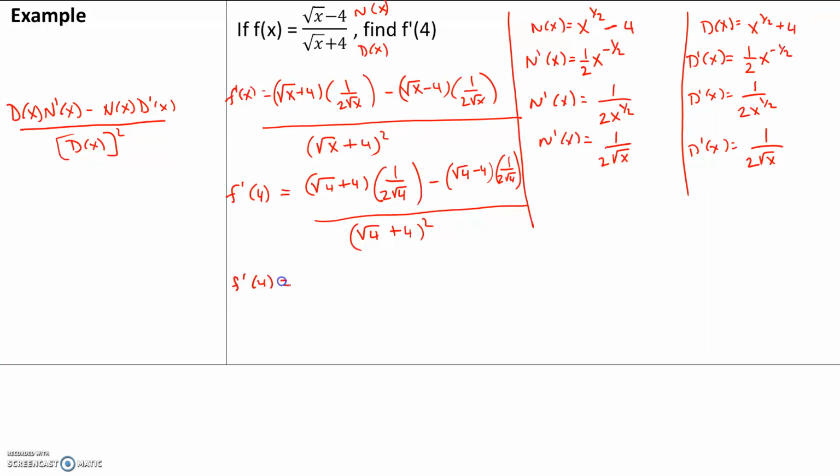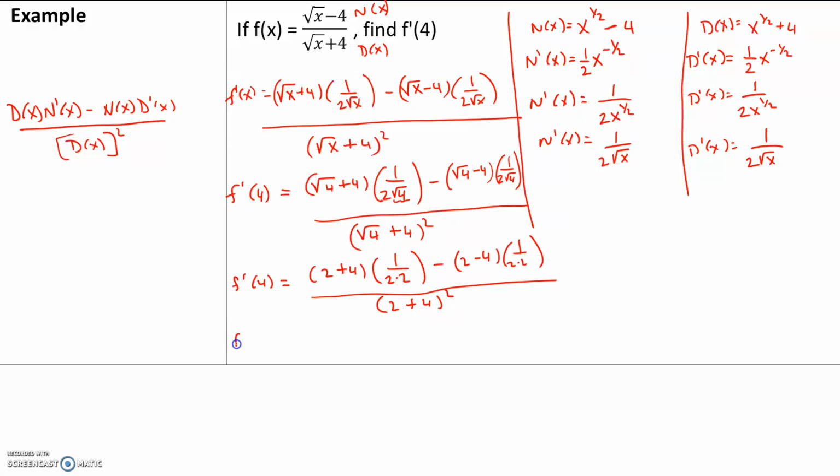Okay, let's keep going. Radical 4 is 2, so this gives us 2 plus 4 times 1 over, this is also 2, so we get 1 over 2 times 2, because once again radical 4 is equal to 2, minus radical 4, which is 2 minus 4, times 1 over 2 radical 4, which is 2 times 2. And then all of that is over radical 4, which is 2, plus 4 to the second power.